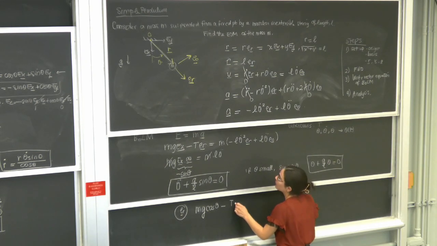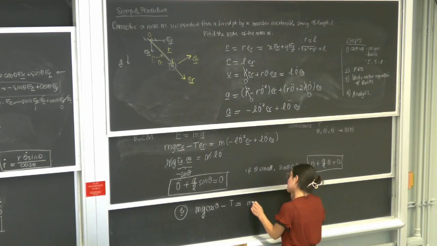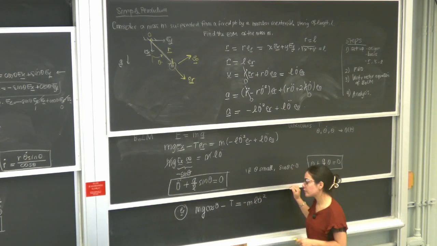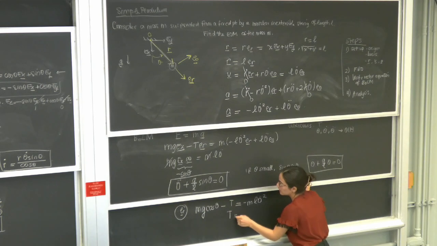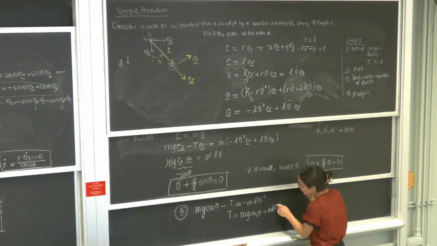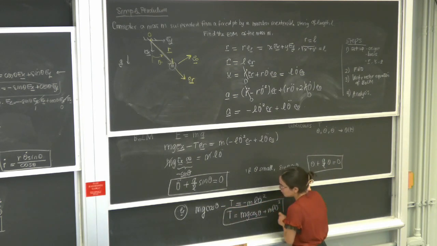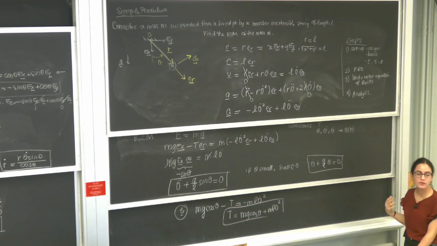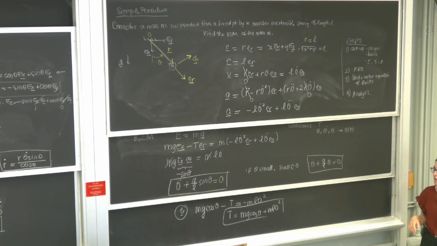minus T is equal to m times minus L theta dot squared. So that's my expression for the tension force: T is equal to mg cosine theta plus mL theta dot squared. So once you've solved your differential equation, found theta as a function of time, then you can plug in and find the tension force. The tension force is not going to be constant; it's going to vary in terms of time. And it will be interesting to see where it's max, when it's min, and so on.